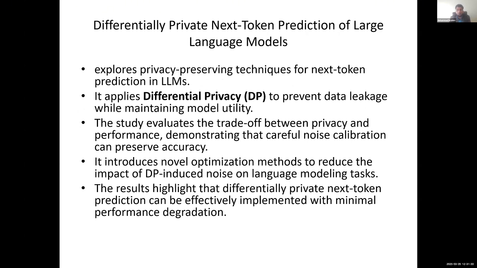This is another technique, differential privacy for next token prediction in large language models. We know that a token is one of the parameters for the large language model. It explores privacy-preserving techniques for next token prediction, that is, what will be the next token. It applies differential privacy to prevent data leakage while maintaining model utility. This paper is also evaluated with various experiments and provides performance details related to privacy as well as performance.